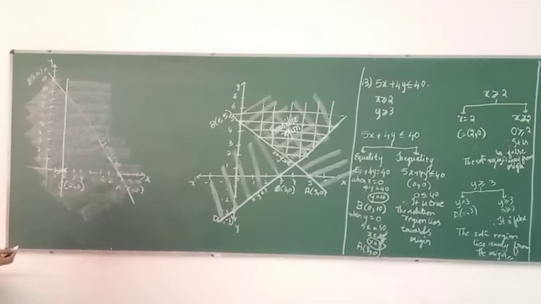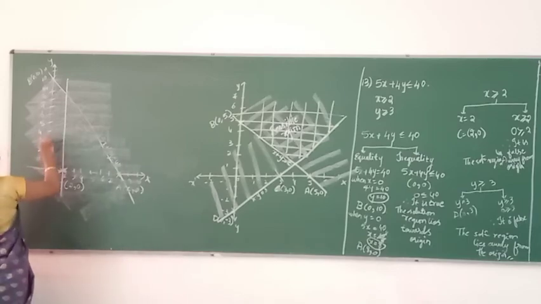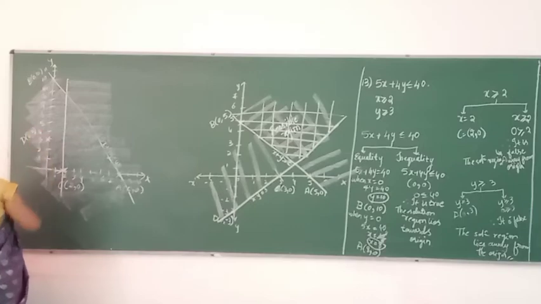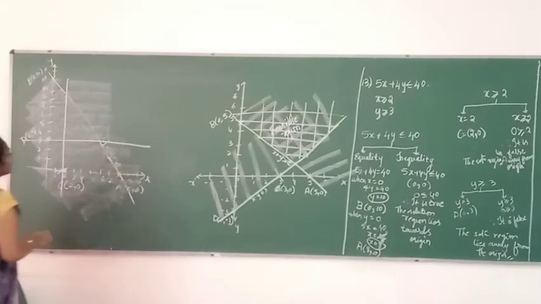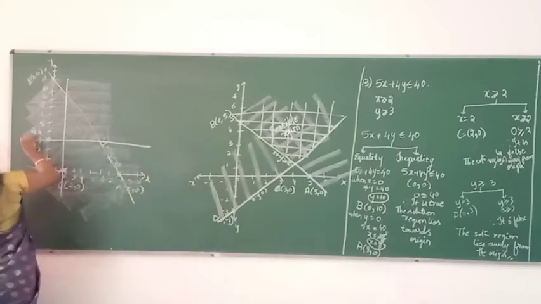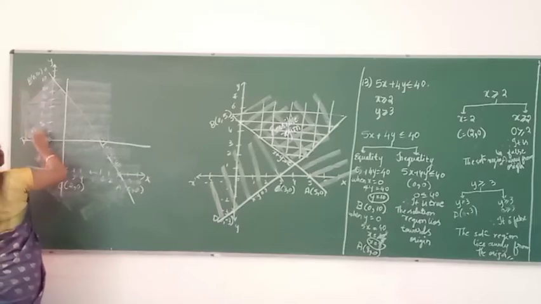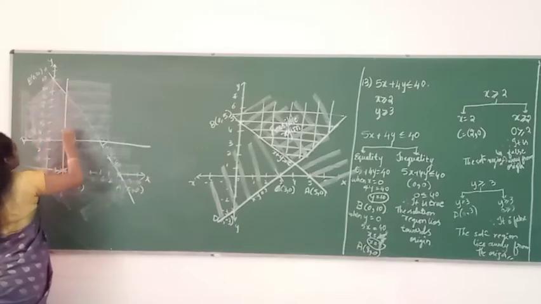Okay, and the last inequality, y is greater than or equal to 3. So here D is nothing but 0, 3, and it is also a bounded line. So here it is false, the solution region lies away from the origin. So if it lies away from the origin, it will be in this manner towards the top, that is the upper half plane.